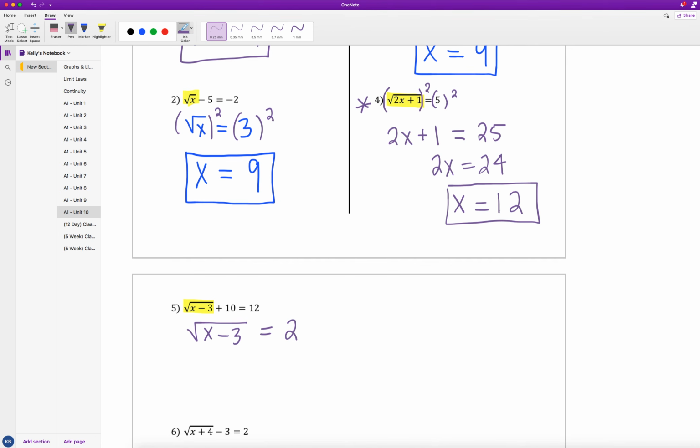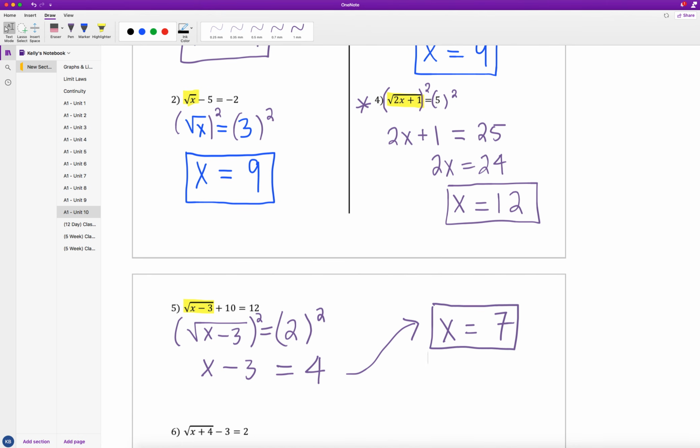Now that the square root is isolated, we can go ahead and square both sides, and we get the square root of x minus 3 squared equals 2 squared. The square and the square root cancel each other out, and we get left with x minus 3, and then on the right side, 2 squared will give us 4. From here, to get x by itself, we're going to add 3 to both sides, and we'll end up with x equals 7 as our final answer.